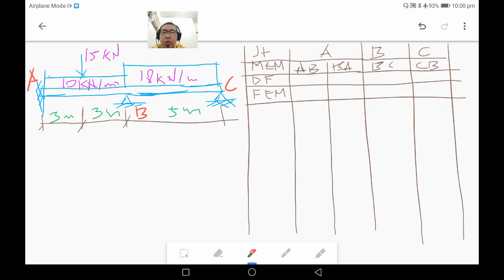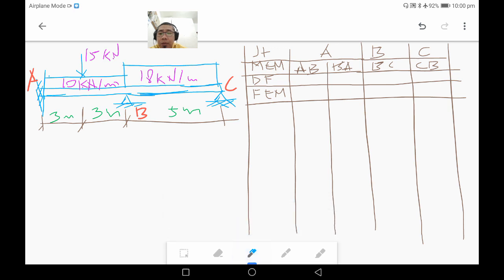So now, let us draw the shear and moment diagram using the moment distribution method. So first, in the moment distribution method, we need to get the stiffness of AB and the stiffness of BC. Then sum the stiffness to get the distribution factor. The distribution factor is the stiffness divided by the summation of stiffness.